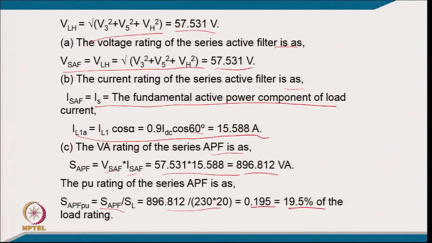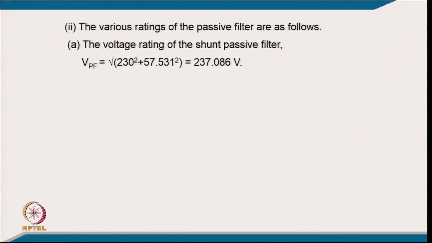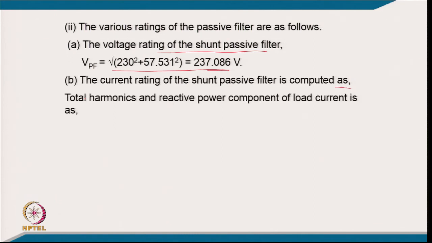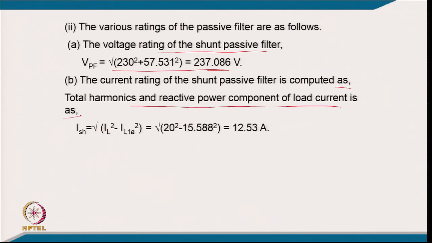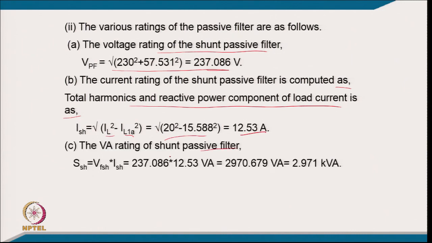So, that is quite a much smaller rating than typically the shunt filter. And the rating of the passive shunt filter: the voltage rating will be the harmonic voltage plus the RMS, so it is 237.086. And the current rating of the passive shunt filter, we already calculated, is the total harmonics and reactive current. So, we get that from the load current and the fundamental current which flows into the supply. The difference of this comes 12.52, and the VA rating of the shunt filter will be voltage multiplied by current. So, it comes to 2970.67 or 2.971 kVA, that is the shunt filter rating.